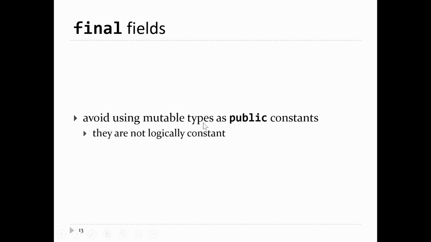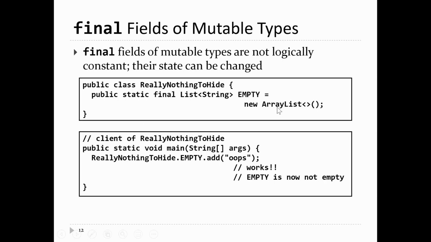So public static final fields are meant to be constant values. If you do end up doing something like this, number one, don't call it empty, and number two, document the fact that this thing might change. In other words, document the fact that this is in fact not a constant.